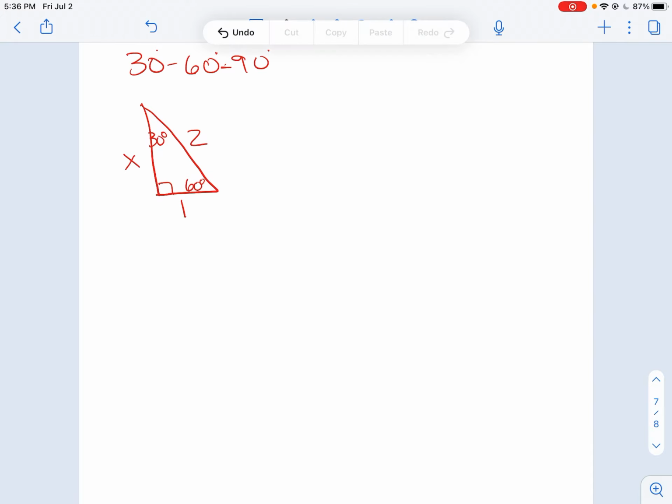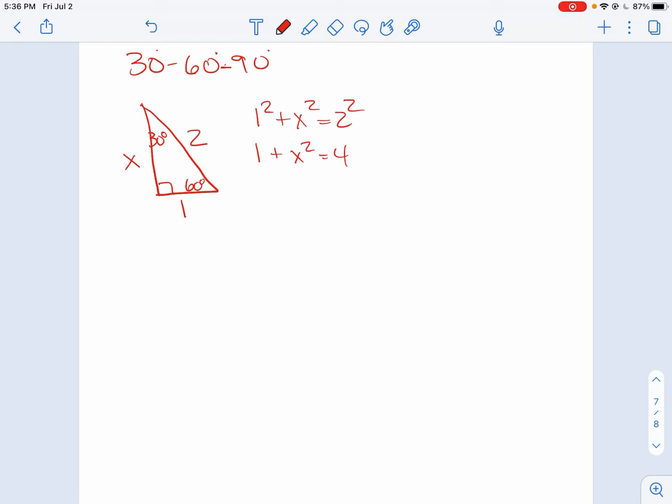So let's see. We're going to do 1 squared plus x squared equals 2 squared. So 1 plus x squared equals 4. I subtract 1 from both sides and I get x squared equals 3. So x is equal to the square root of 3. Okay?